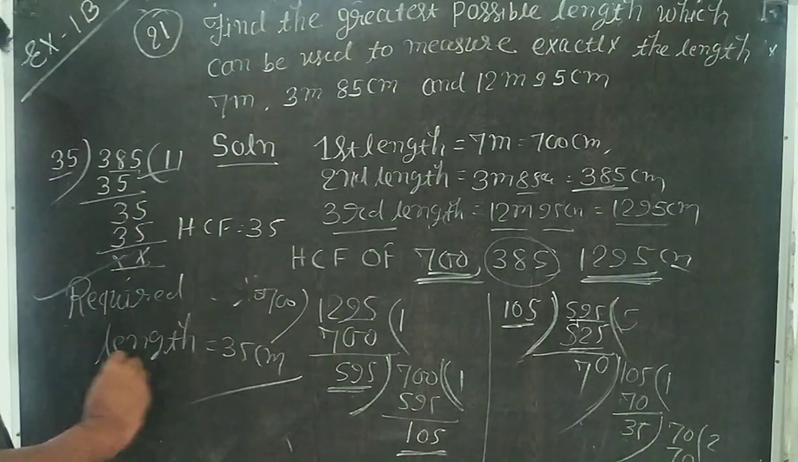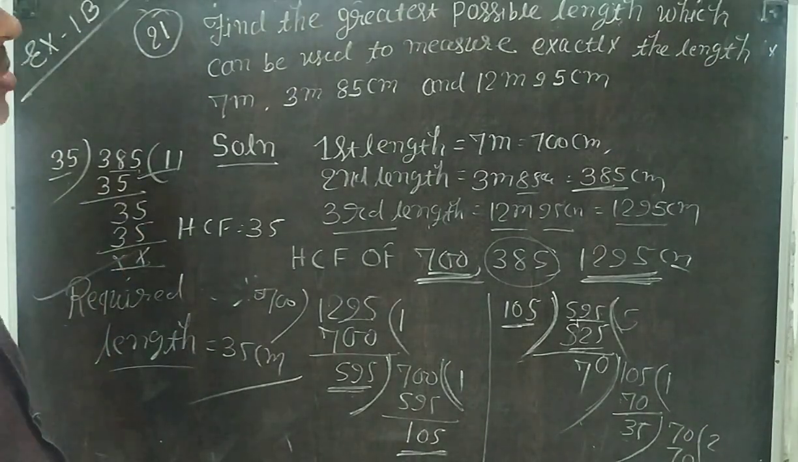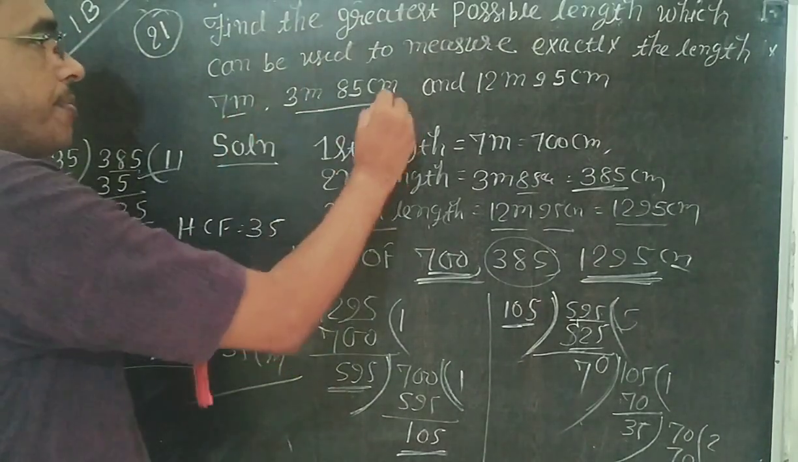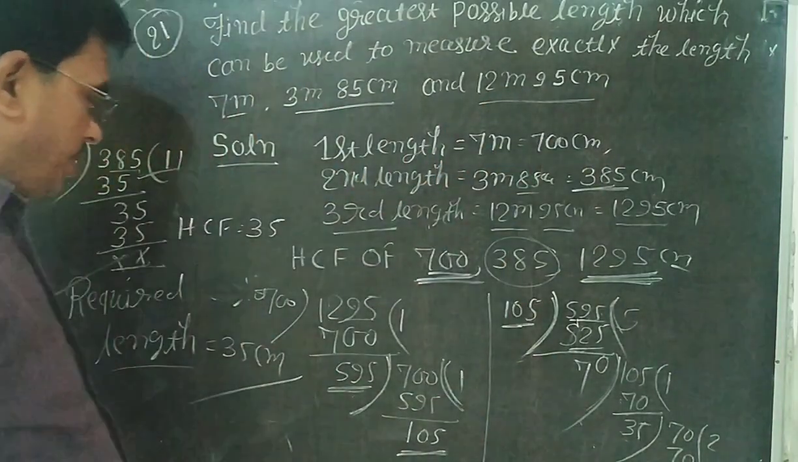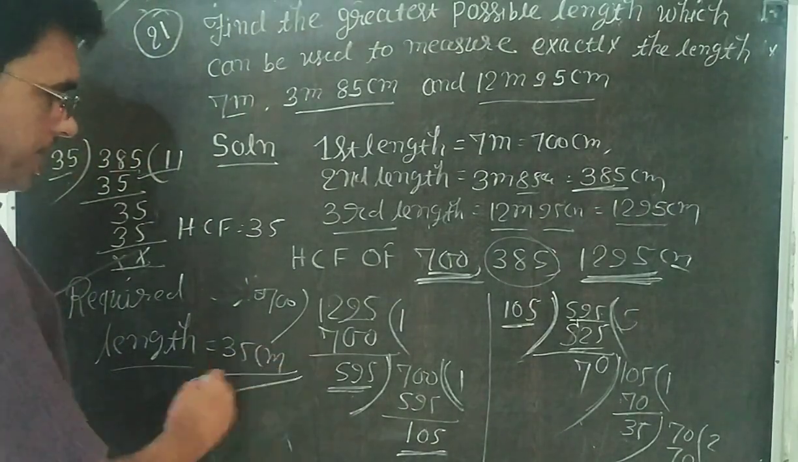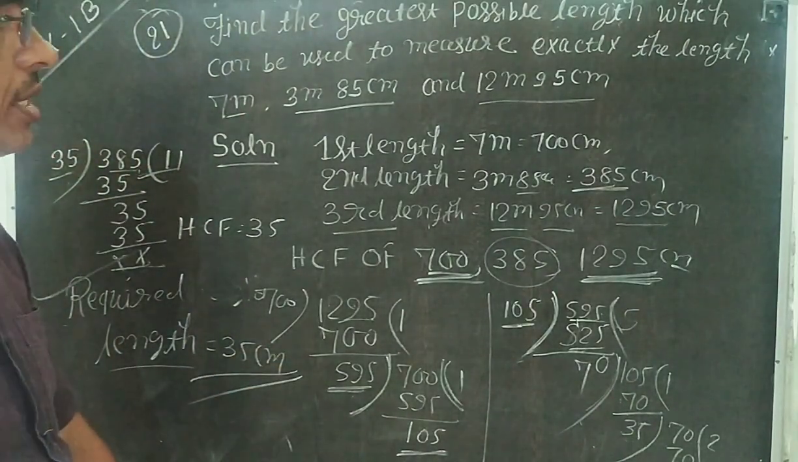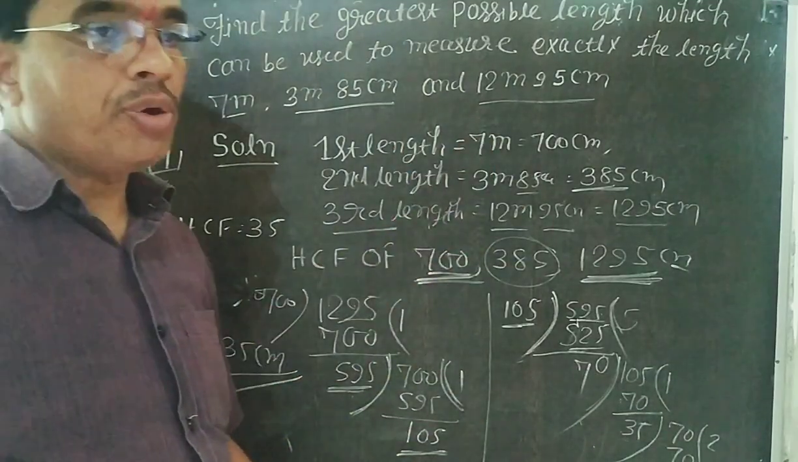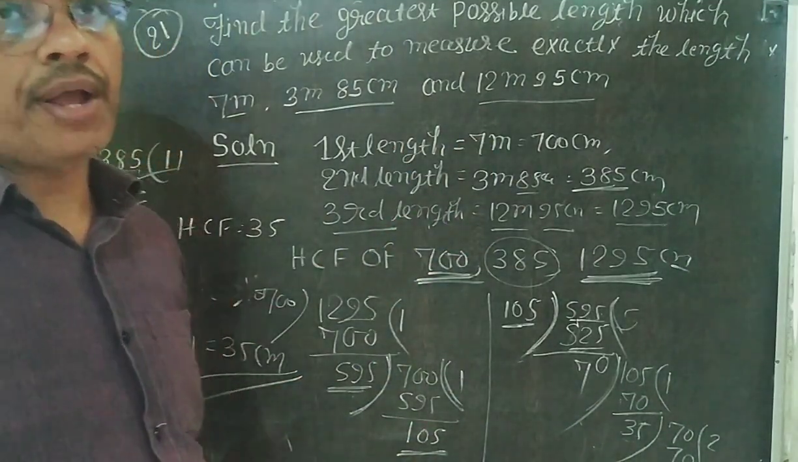So what is the required length, the maximum which can measure 7 meter, 3 meter 85 cm and 12 meter 95 cm? So 35 cm is the maximum length which measures exactly these 3 lengths. So your solution is 35 cm.